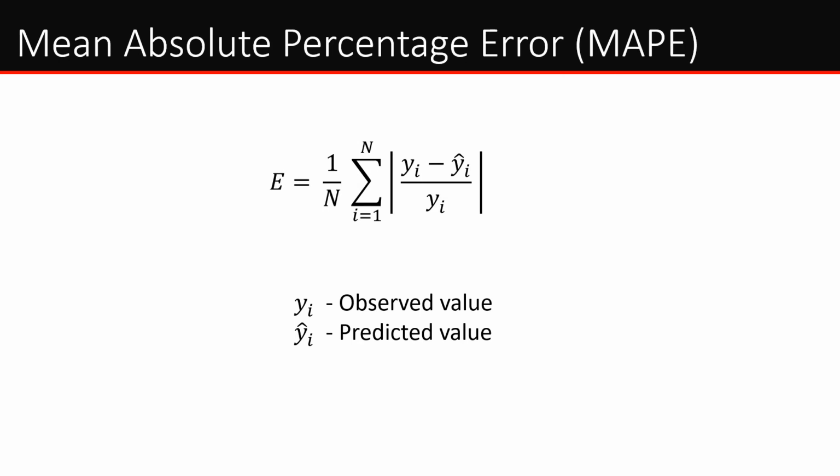In regression problems, sometimes error might grow as the observed value yi increases. For example, if you want the same error for predicting 5 as 5.5 and 50 as 55, mean absolute percentage error can be selected as the loss function.